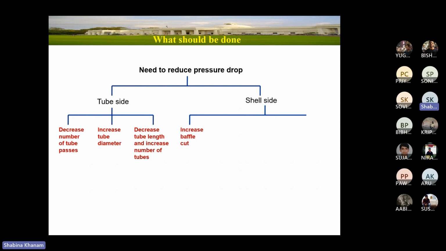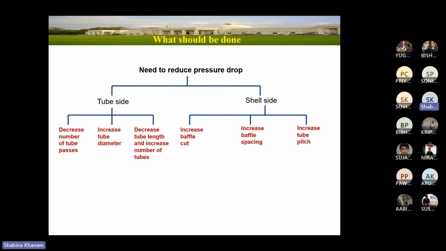On the shell side, if you need to reduce the pressure drop, we need to increase the baffle cut, baffle spacing also you need to increase, and then you need to increase the tube pitch from triangular to square. In that way you can do some changes.